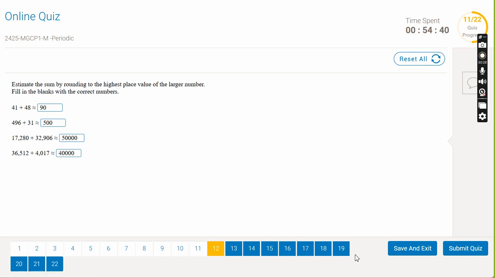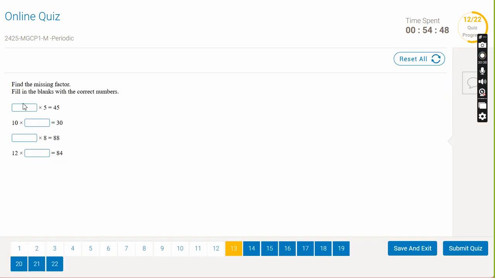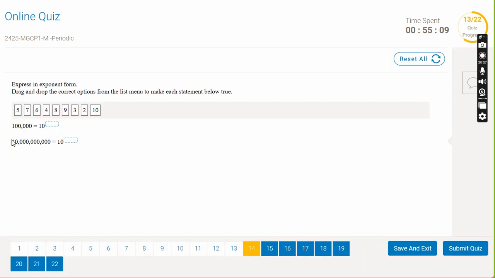Okay, let's start for the next one. Number 13. So what multiplied by 5? Now remember, keep in your mind the multiplication. We know that what multiplied by 5 gives us 45, it's 9. What multiplied by 10 gives us 30, it's 3. With 8, it's 11. And 12, it's 7. Keep the multiplications in your mind when you have questions like these.